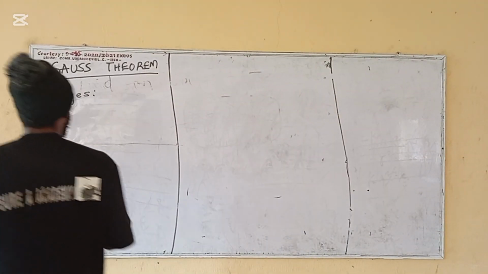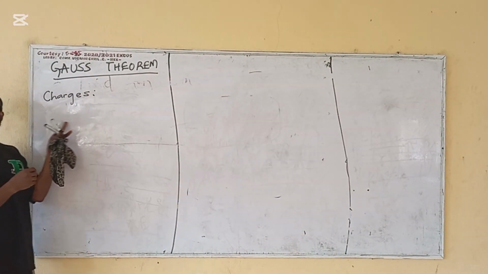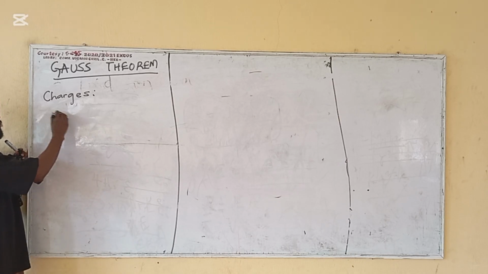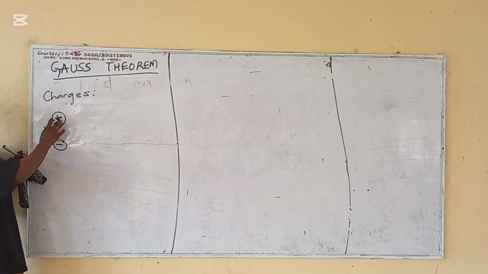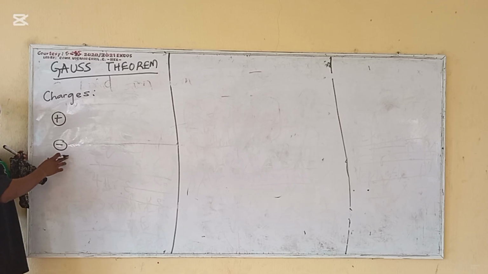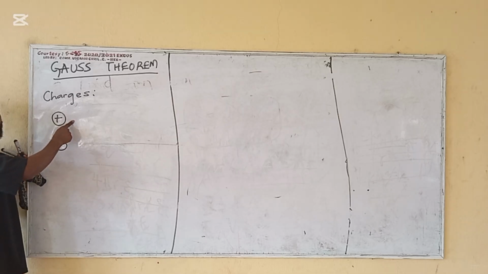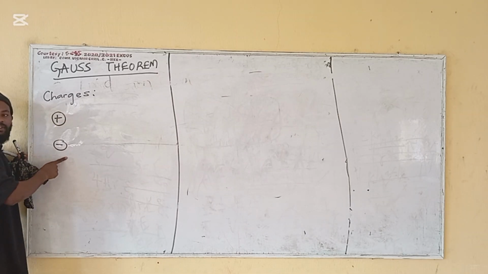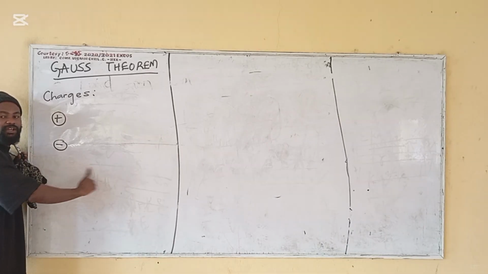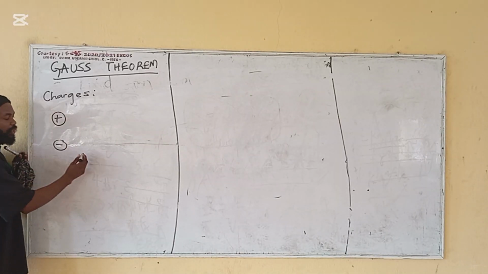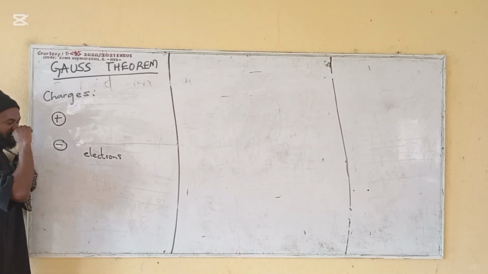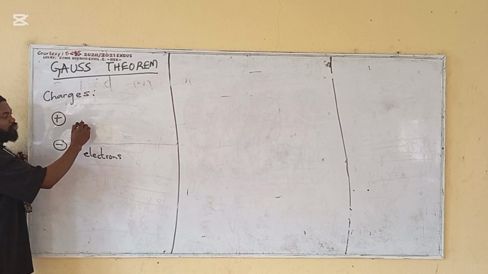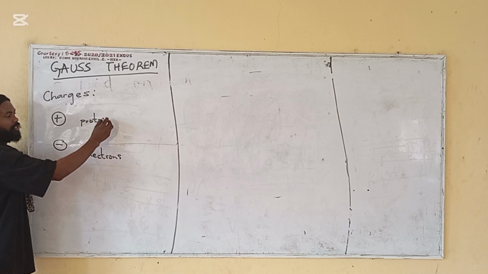The positively charged ions are heavier than the negatively charged ions because the negatively charged ions are lighter. So the positively charged ions are slower, while the negatively charged ions are faster, fast-moving charges. We call the negatively charged ions electrons, according to J.J. Thomson. The positively charged ions we call protons, just like we did in chemistry.